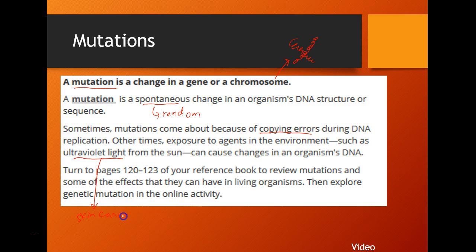Skin cancer happens because of exposure to UV light that changes the DNA and then can cause the DNA to have cancerous genes, which then causes the person to develop that skin cancer. So sometimes it can happen because of copying errors, or it can happen due to things outside of DNA replication. But the key thing is that both of these ways are going to be spontaneous or random.